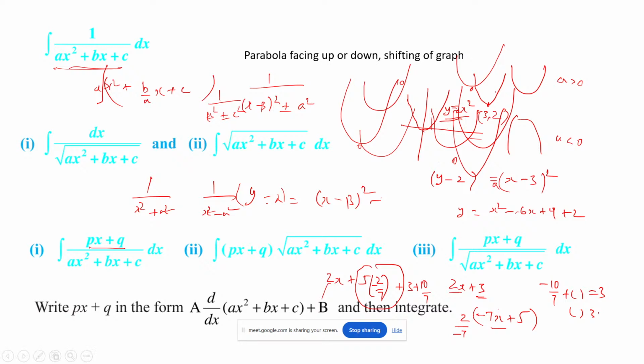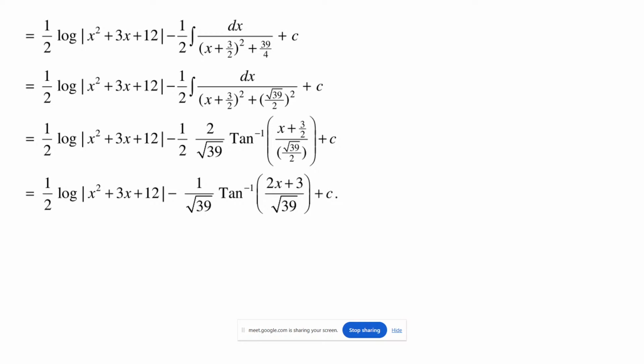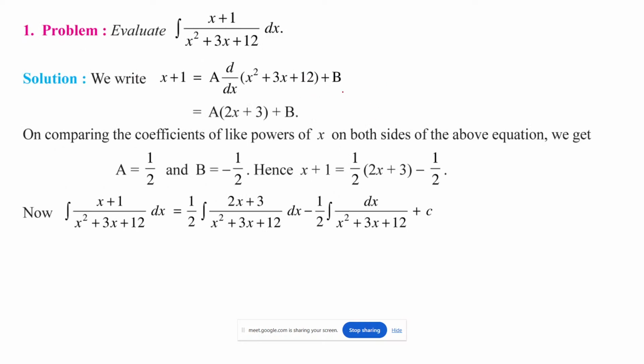Why are we doing this? Because now this will massively simplify this. If you do differentiation of this, I will show you with an example. See here, you have expressed this in terms of a times the differential of the denominator plus some constant. Basically, you differentiated this, 2x plus 3. You match this 2 with this 1, so that's why you got half, and adjusted the remaining part in b. You got this one.